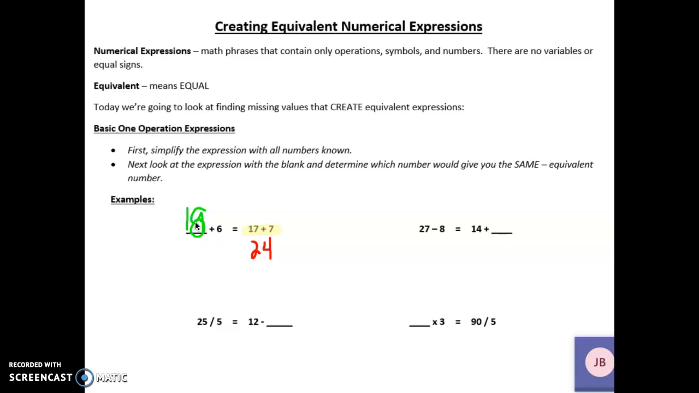All right, looking at another example, we have 27 minus 8 is equal to 14 plus blank. So again, your first step is to figure out and simplify the expression that has all the known numbers. That's step 1. So 27 minus 8, we break it down, is going to give us 19.